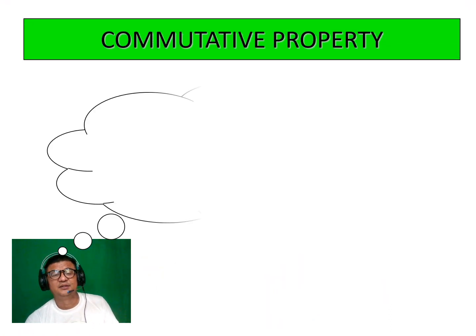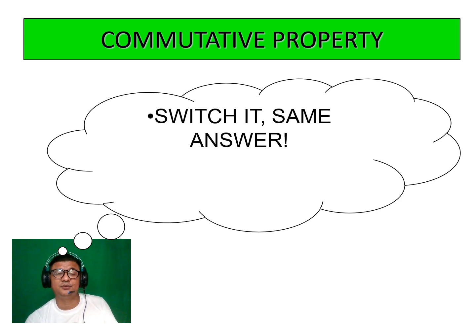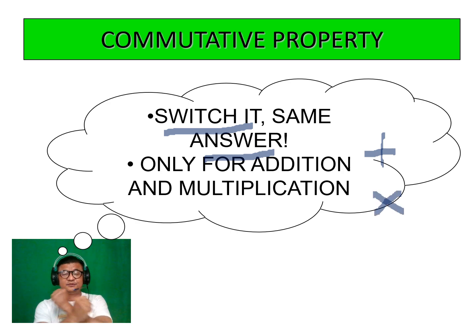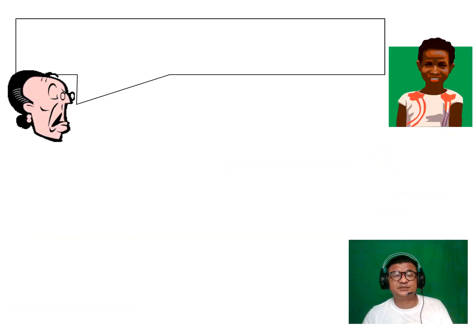Okay. Now let's summarize. What have we learned so far? We learned so far that commutative property only works if, when you switch it, the answer is the same. And it only works for addition and multiplication. Do this. Commutative, follow my hand. Commutative only works for addition and multiplication. All right, good job. That's the first property. Let's now move on to the second property.